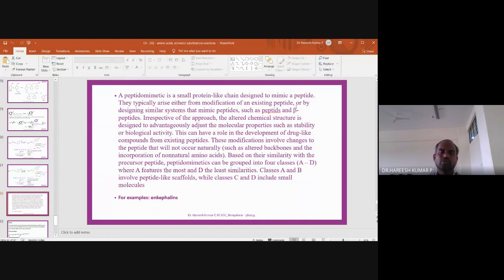Usually they will ask you to write a note on peptidomimics. So give the sentence about peptidomimics. You can say that peptidomimics is a small protein-like chain designed to mimic a peptide. These arise due to problems of the existing peptide. The problem may be a solubility problem, or a problem with physiological activity. To make it better in bioefficacy, the existing peptide is subjected to modification. The modification may be a change in the C-terminal end or a change in the N-terminal end. So this is about peptidomimics.